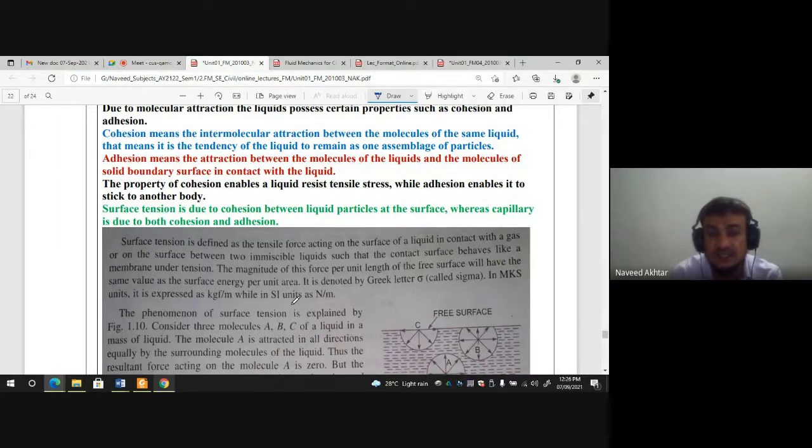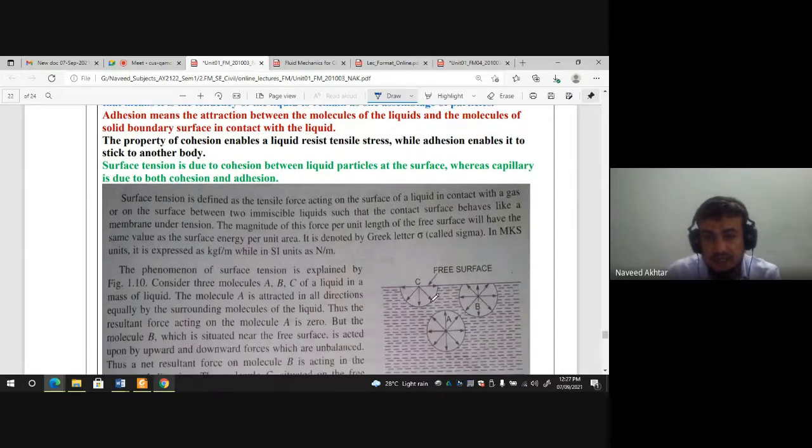Cohesion between liquid particles at the surface means दो सरफेस, लिक्विड पार्टिकल और गैसेस, है ना, जैसे कि पानी है और हवा, है ना, तो ये दोनों नथिंग बट योर लिक्विड एंड गैस, है ना। तो सरफेस टेंशन इज ड्यू टू द कोहेशन बिटवीन द लिक्विड पार्टिकल्स एट द सरफेस, यानी जो लिक्विड पार्टिकल्स आपके हैं यहाँ पर अगर आप देखेंगे तो फ्री सरफेस ऑफ वाटर, या एनी लिक्विड, तो देयर आर 3 टाइप्स ऑफ मॉलिक्यूल्स shown, A, B and C. So surface tension is due to cohesion between the liquid particles at the surface, whereas capillarity is due to both cohesion and adhesion.